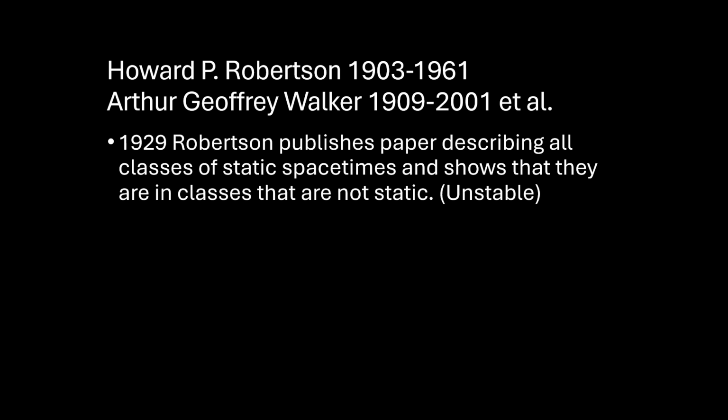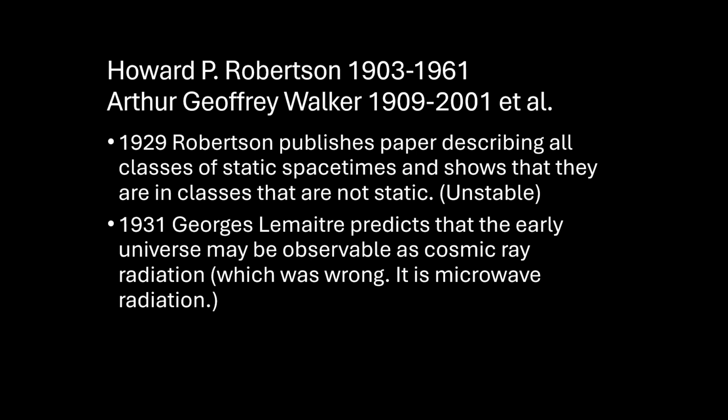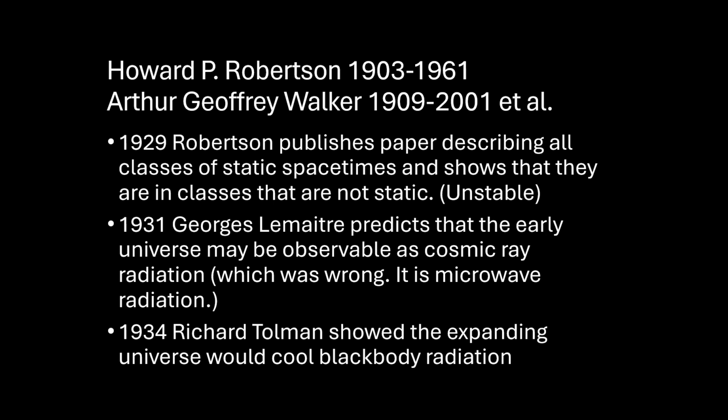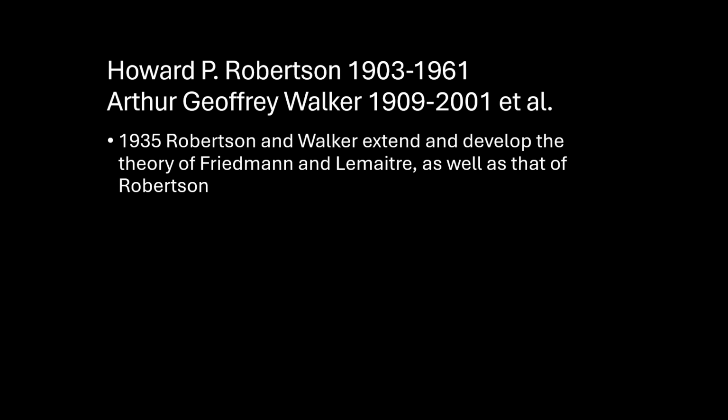In 1929, Robertson publishes a paper describing all classes of static spacetimes and shows that they are in classes that are non-static. So, in other words, those static spacetimes are always going to be unstable. Georges Lemaitre predicts the early universe may be observable as cosmic ray radiation, which was wrong. It's microwave radiation. In 1934, Richard Tolman showed the expanding universe would cool like black body radiation. So in 1935, Robertson and Walker extended and developed the theory of Friedman and Lemaitre, as well as that of Robertson from 1929.